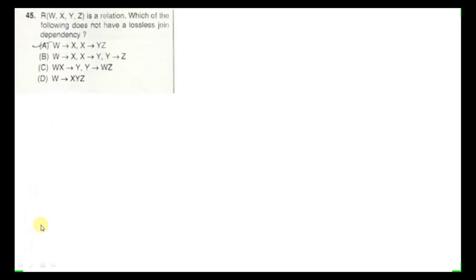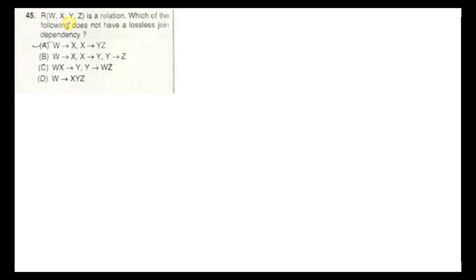Next, see question number 44. Each modification done in database transactions is first recorded into the, so before you perform any operation on the database, that operation is not directly recorded on the database. First it is written into the log files, and from the log files it can be updated into the database. So here the answer for this question is option D, that is the log files. See the next question, question number 45.